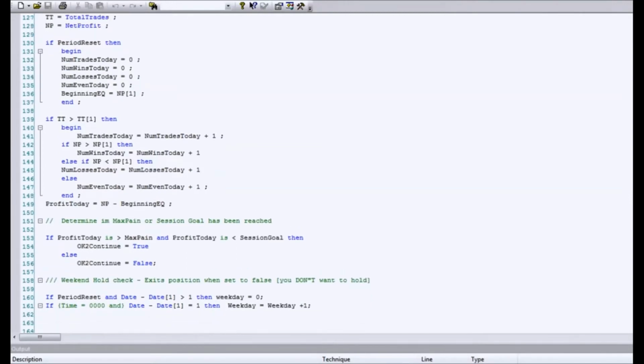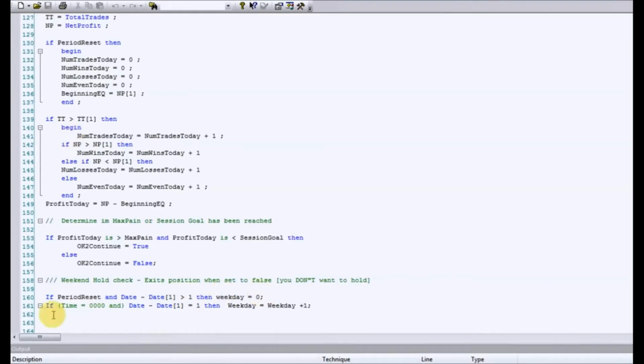All right, so the weekend thing, what I did here was, if there's a period reset, in other words, you switched, and the date minus the date 1 bar ago, when you see it in brackets, it's 1 bar ago, is greater than 1. What that means is it's a weekend. Because the bar that ends on Friday has a date 2 days in the past from the Sunday night open. So basically at that point, the weekday becomes 0.